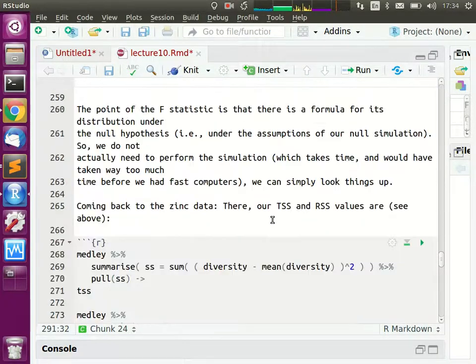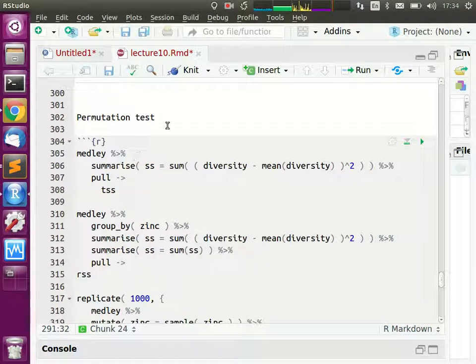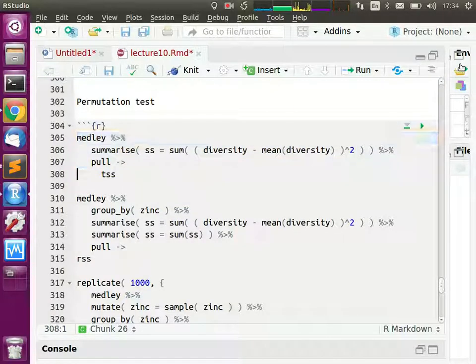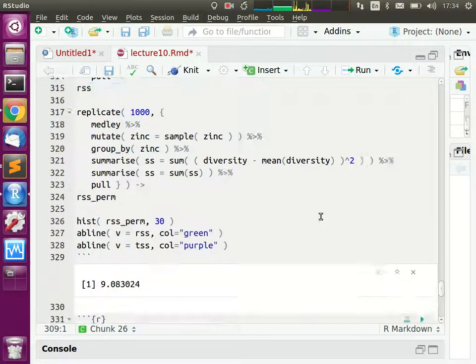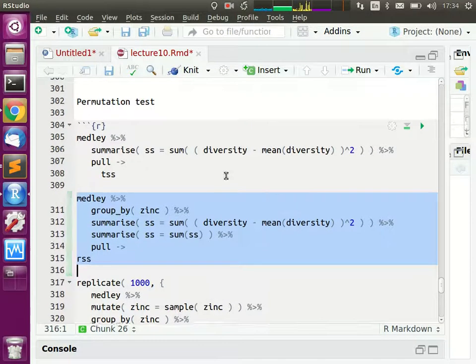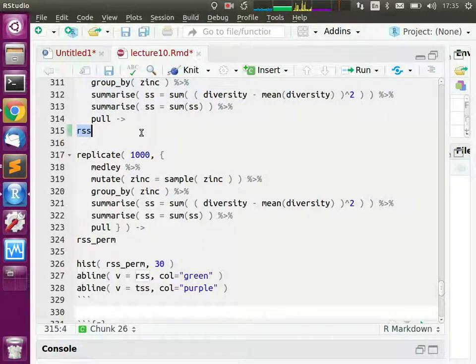Another way to look at it is of course to do a permutation test, which we've always now done as an alternative. My permutation test works as this. I start off as before and calculate the total sum of squares. We already know that one. It's still 9, I think. Yes, it's still 9. Now I calculate the residual sum of squares. Also still the same as before, 6.